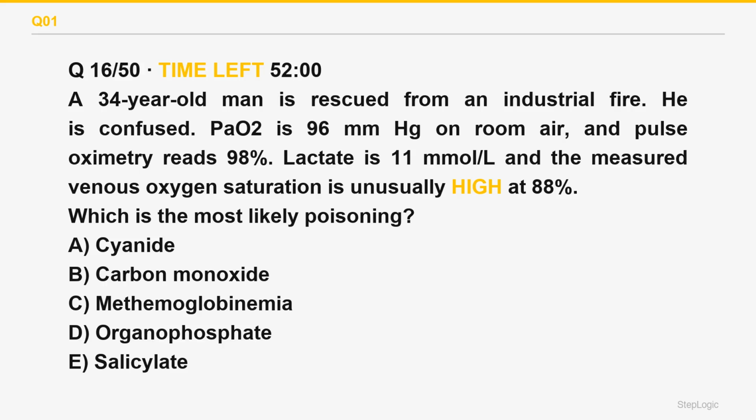A 34-year-old man is rescued from an industrial fire. He is confused. PaO2 is 96 millimeters of mercury on room air, and pulse oximetry reads 98%. Lactate is 11 millimoles per liter, and the measured venous oxygen saturation is unusually high at 88%. Read the command. Which poisoning? Several fire-related toxins give a normal PaO2. The venous oxygen saturation is the discriminator, because it reports whether tissues are extracting oxygen at all.